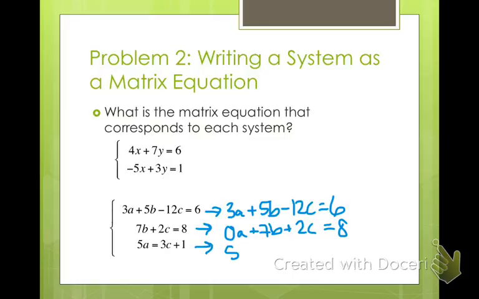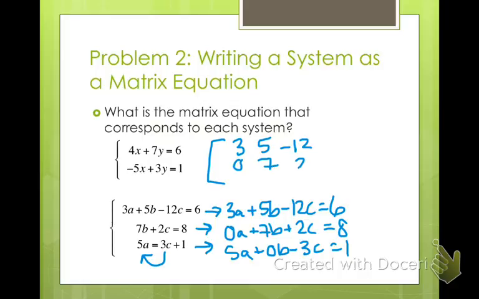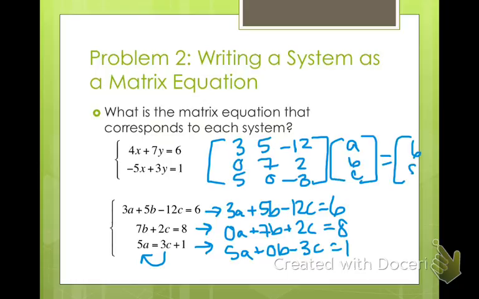And this one, I have 5a. Now I need to move this 3c over to the other side, and I have no b, so 0b minus 3c equals 1. So now that I have them written all in an order, I can rewrite them as 3, 5, -12, 0, 7, 2, 5, 0, -3. My variables are a, b, and c, and then it equals 6, 8, and 1. Just like that.